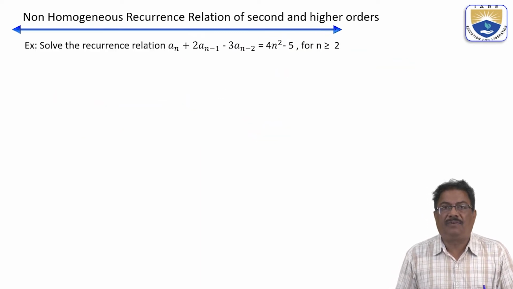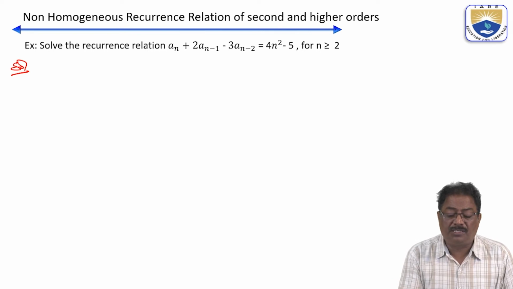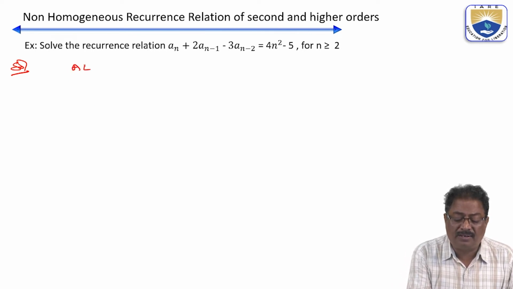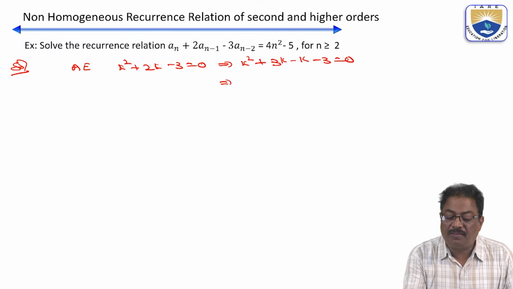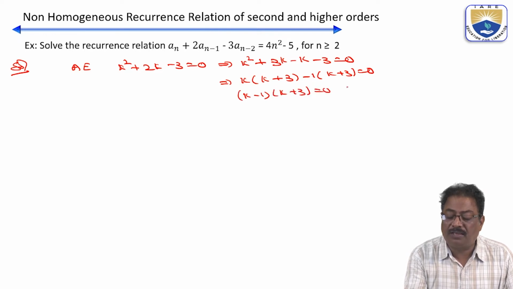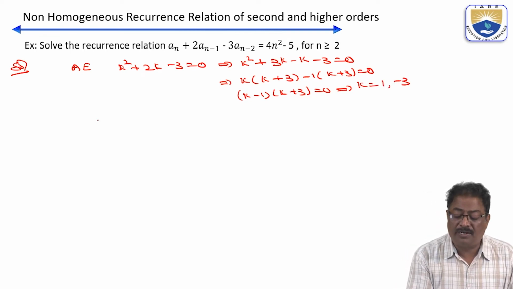Now let us go for the other one. Here we consider the non-homogeneous equation, and the auxiliary equation is k square plus 2k minus 3 equals 0. So this becomes k square plus 3k minus k minus 3 equals 0. From this we write k into k plus 3 minus 1 into k plus 3 equals 0, so k minus 1 into k plus 3. Subsequently we get k equals 1 and k equals minus 3. Now you observe 1 is a root.